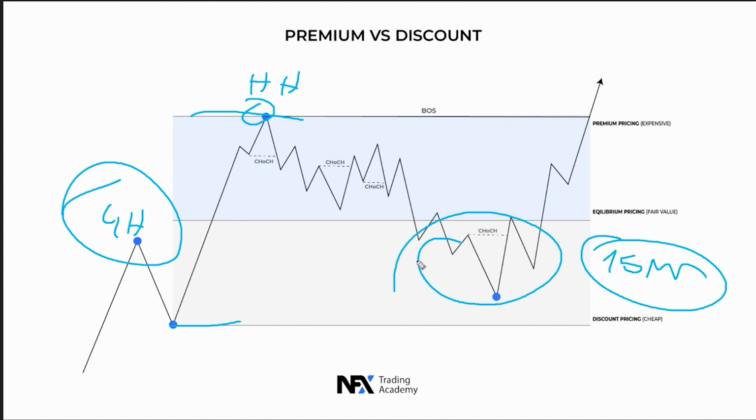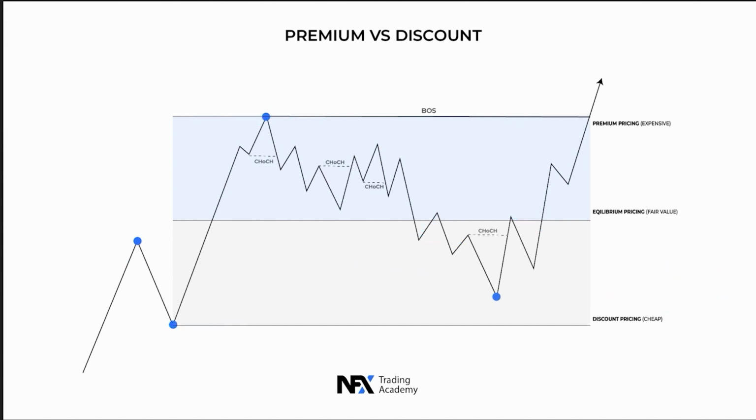Once price gets into the discount zone, all you have to do is wait for a smaller time frame structure shift, a change of character here, for example on the 50-minute, and then you can safely take the trade from here, stop loss placed behind the low, and then target the high. This is really basic trading.